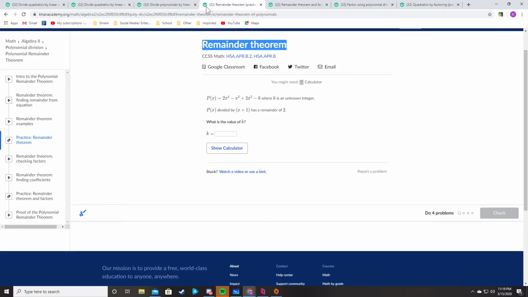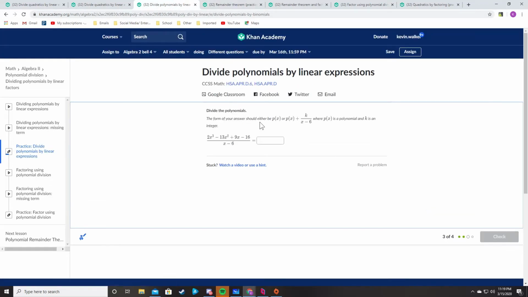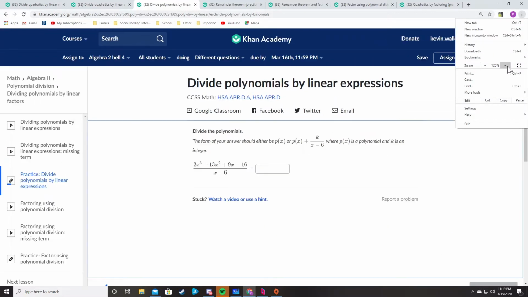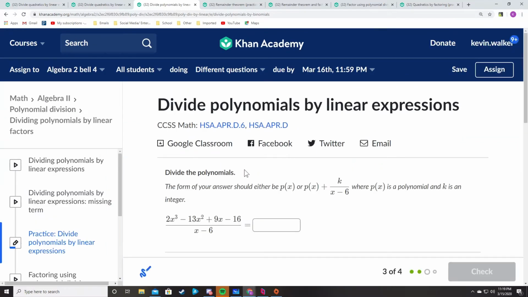Now, sorry, wrong one. So this one tells us in the, what is it? Our directions. So let's look at this.